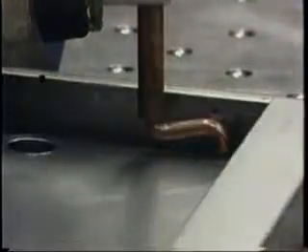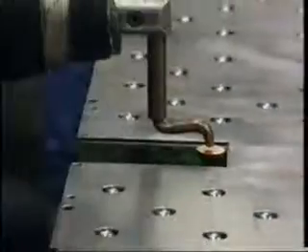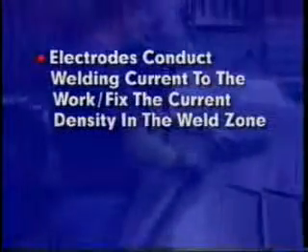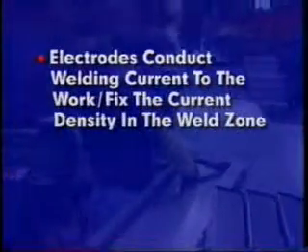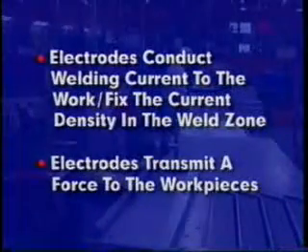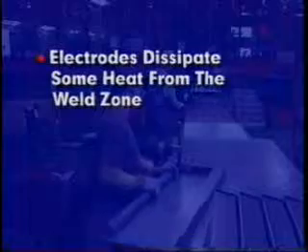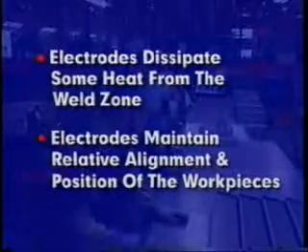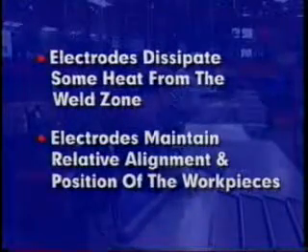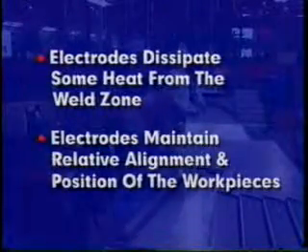Resistance welding processes use copper electrodes. These electrodes perform four functions. They conduct the welding current to the work and, in some cases, fix the current density in the weld zone. They transmit a force to the workpieces. They dissipate some heat from the weld zone. And they maintain relative alignment and position of the workpieces in some resistance welding operations.